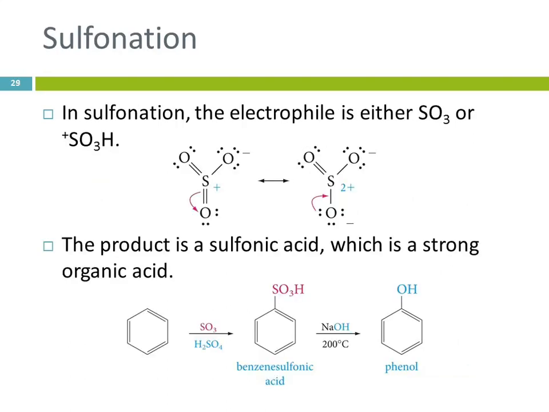Sulfonation. The electrophile is either SO3 or SO3H+. And here we see that this sulfur is an electrophile. And so we end up with the SO3H on it, and this is called benzene sulfonic acid. Benzene sulfonic acid is a strong organic acid, and that can react with sodium hydroxide in an acid-base reaction and form phenol.